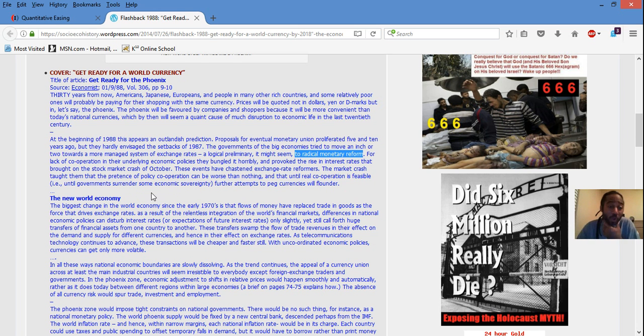Now, why would they say until the government surrenders some economic sovereignty? Well, the truth be told, the only way for them to bring forth a one world currency is for all governments to abandon their rules.